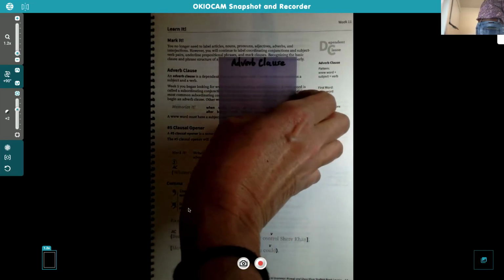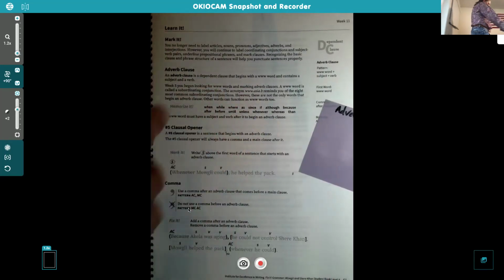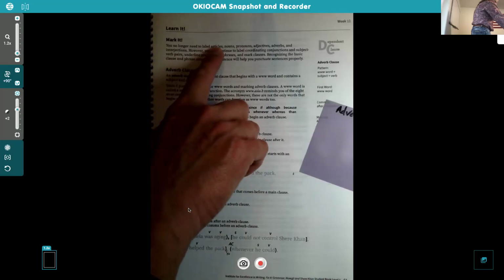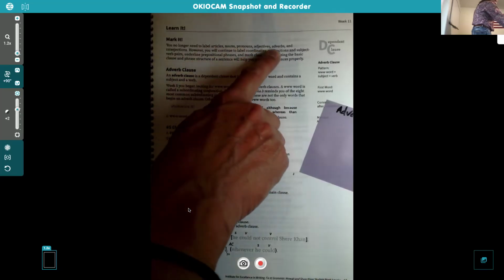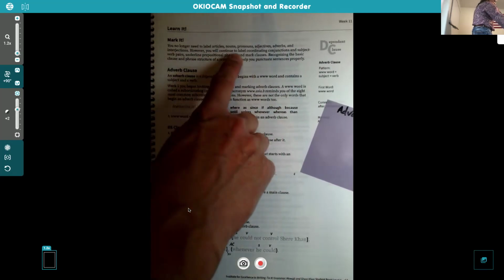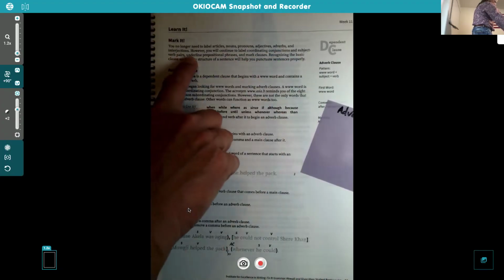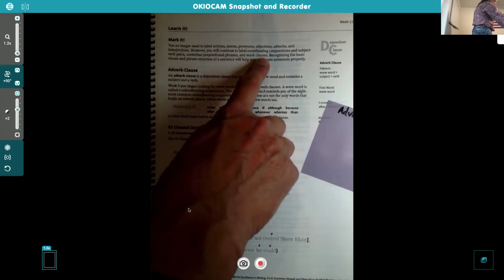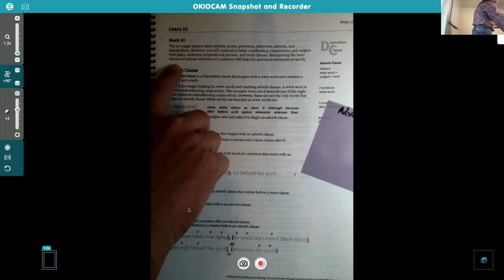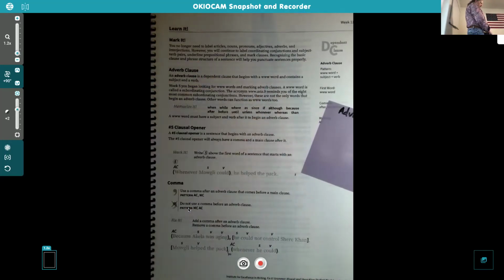Okay. So basically, another thing before you put your post-it on there, so you don't cover up anything. It's good news. You no longer need to label articles, nouns, pronouns, adjectives, adverbs, and interjections. You don't have to label those anymore in this book. However, you will continue to label coordinating conjunctions, subject verb pairs, underline prepositional phrases, and mark clauses. Recognizing the basic clause and phrase structure of a sentence will help you punctuate the sentence properly.